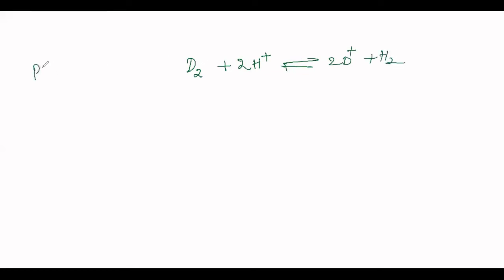You have been given the cell also here. You can see that Pt D2, then D plus, and this is acting as anode. H plus, H2, and then Pt, this one is acting as cathode.